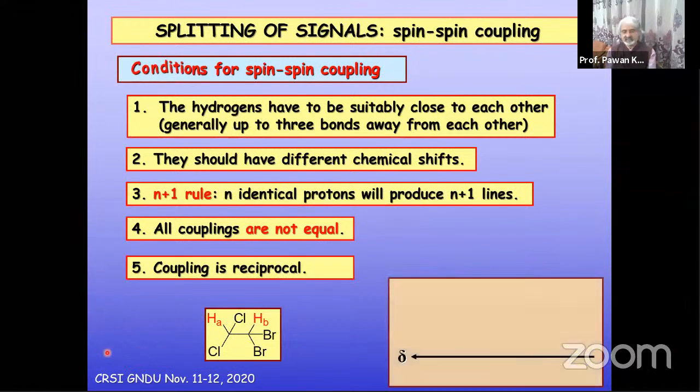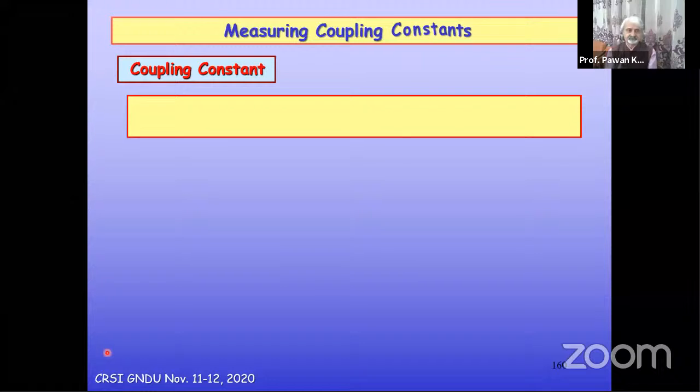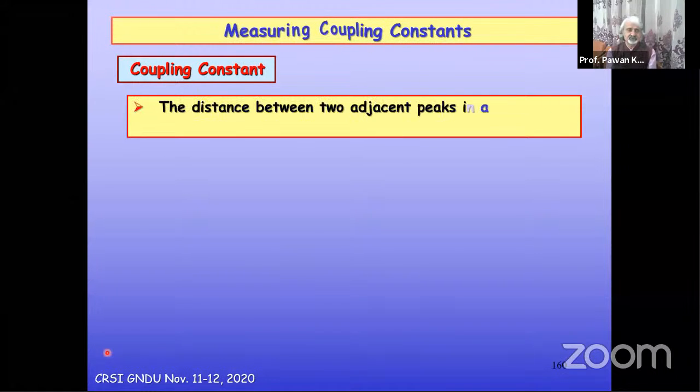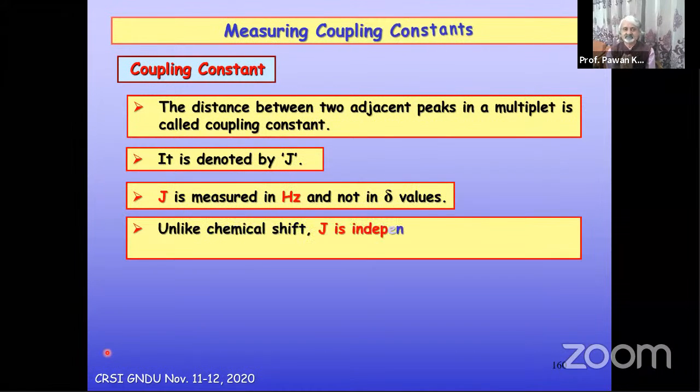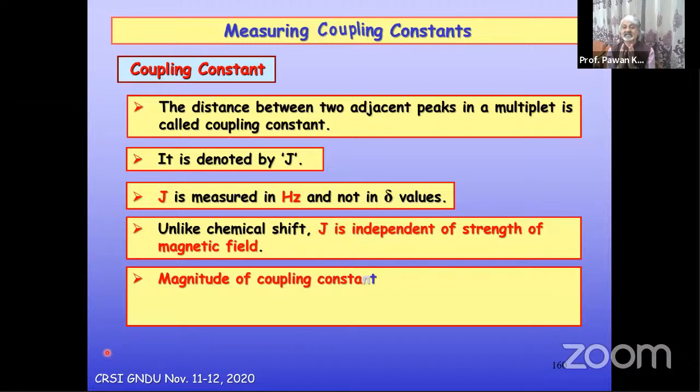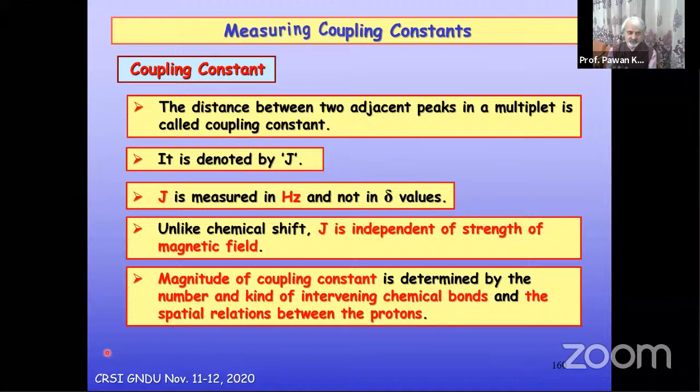And the fifth condition is that the coupling is reciprocal. As I told you, if HA splits HB by X hertz, HB would also split HA by the same amount, X hertz. So how do we measure the coupling constant? You see, it is the distance between 2 adjacent peaks in a multiplet. That is important. It is denoted by the letter J, and it is measured in hertz and not in delta values. It is not measured in ppm. It is always measured in hertz.